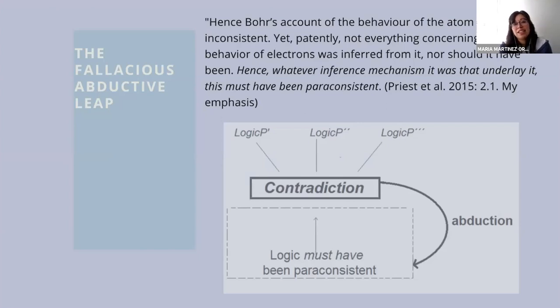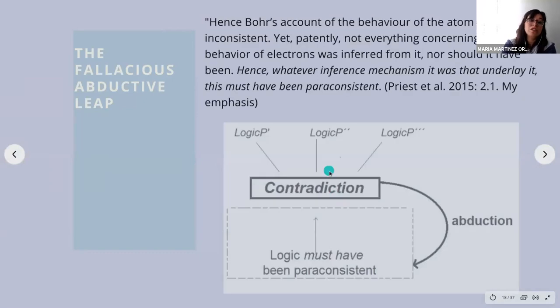And the basic idea is that when logicians tend to find cases of inconsistent science, according to Michael, what they do is to go from the contradiction to try to explain it abductively. Why can we have this contradiction and not have triviality? Oh, the best explanation is that the logic must have been paraconsistent. And then the only task that logicians have to do after this is to go and test certain logics, paraconsistent logics, and explain which of them is better suited for explaining this particular case.